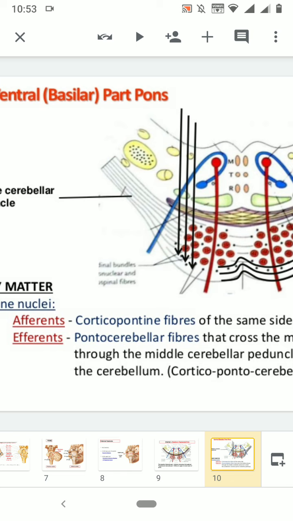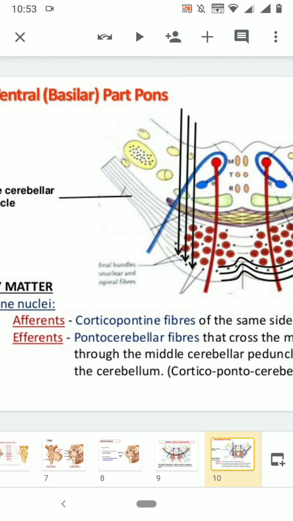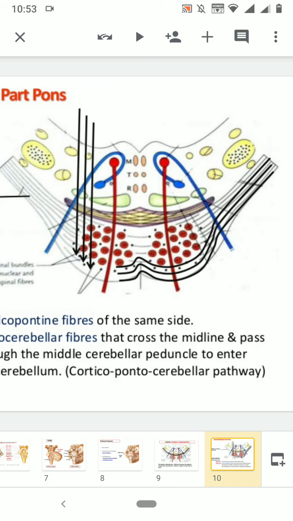So from up, where is it coming from? It is coming from the cerebral cortex. So the afferents are the corticopontine fibers. It is coming from the cortex and it is coming into the pontine nuclei. So these are the corticopontine fibers, and then they cross over to the other side and connect to the other side.